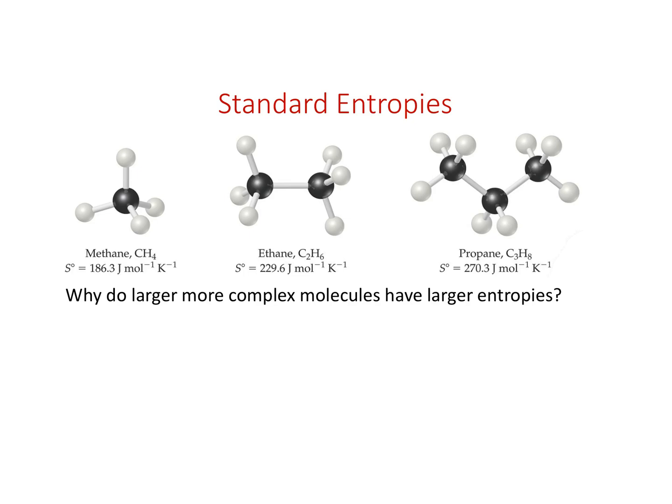So here's a question for you. When thinking about that, why do larger, more complex molecules have larger entropies? So here we have methane, ethane, and propane. Methane is just 1 carbon and 4 hydrogens. Ethane has 2 carbons and 6 hydrogens. And propane, we have 3 carbons and we have 8 hydrogens. So why does entropy increase? We've got 186 joules per mole Kelvin, 229, to 270 from methane all the way up to propane.